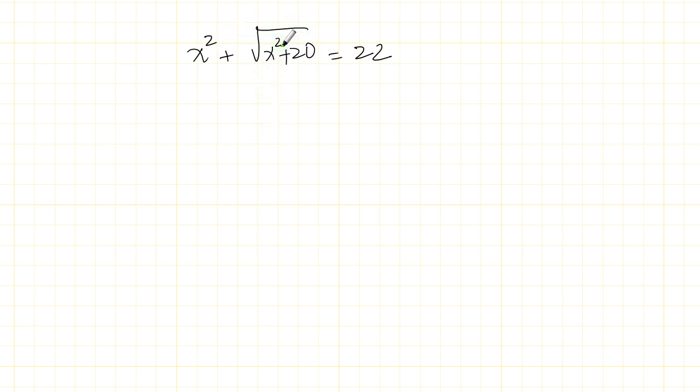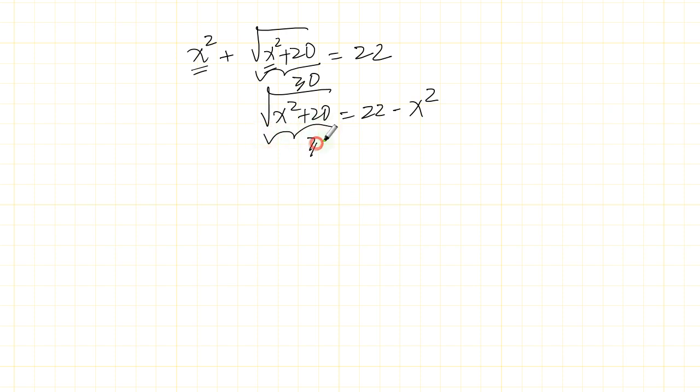We have a square root here, and this number is squared, so it means that this one here has to be greater than or equal to 0, right? Given this, let's bring this one to the right side of the equation. It's going to be 22 minus x squared, so this is greater than or equal to 0.